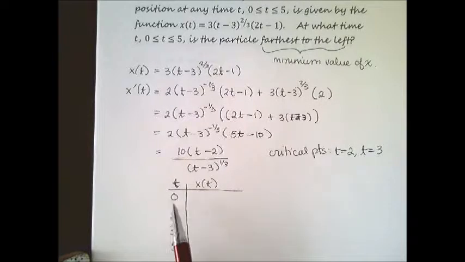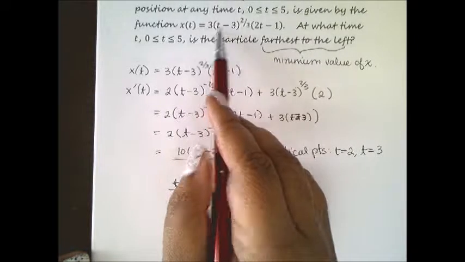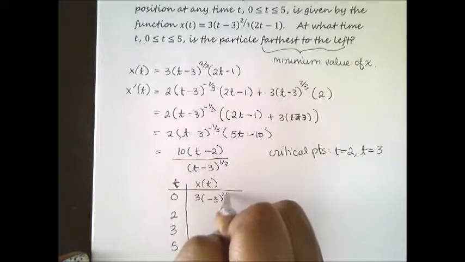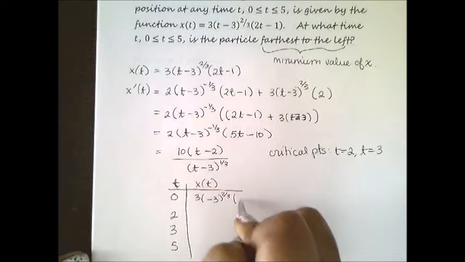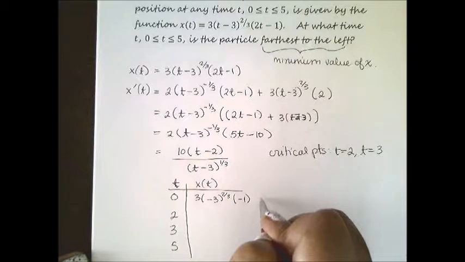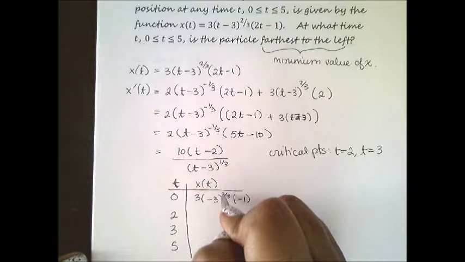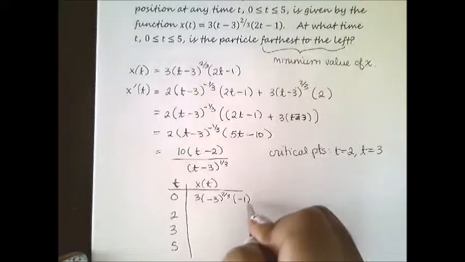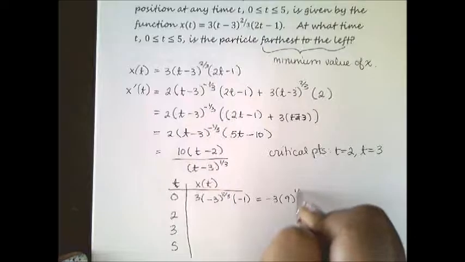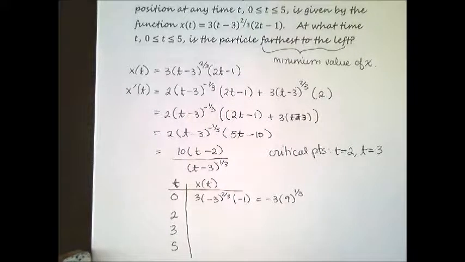So when 0 goes in here, I get 3 times negative 3 to the 2/3 power times negative 1. And I don't know what that number is, but it's negative. Well, I'll make an effort to try to find it. Let's see, if I square this, this is 9. So this is going to be negative 3 times 9 to the 1/3 power. I think that's good enough.